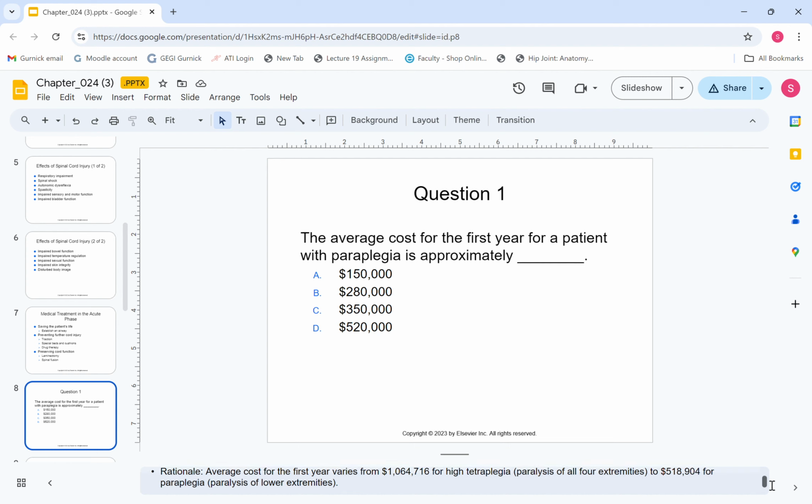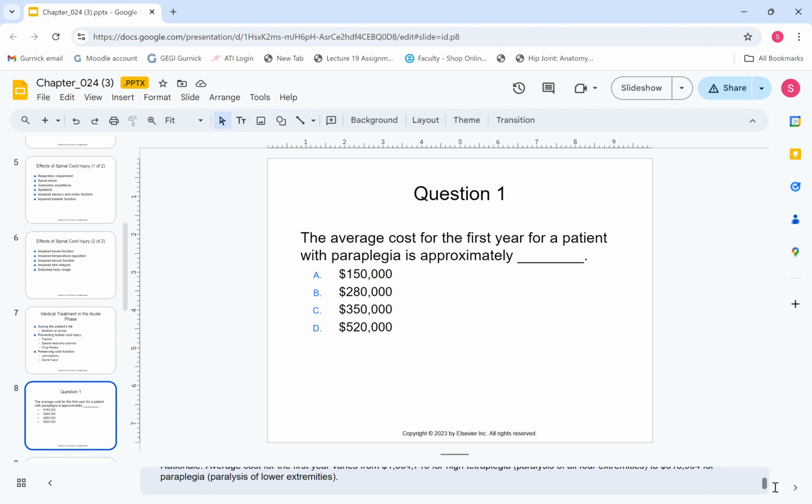For paraplegia, all right, paralysis of the lower extremities. So you guys, tetraplegia or quadriplegia means you lost use of all four limbs. Paraplegia means you lost use of your lower limbs or your legs, right? So you still have use of your arms, but you can't use your legs.